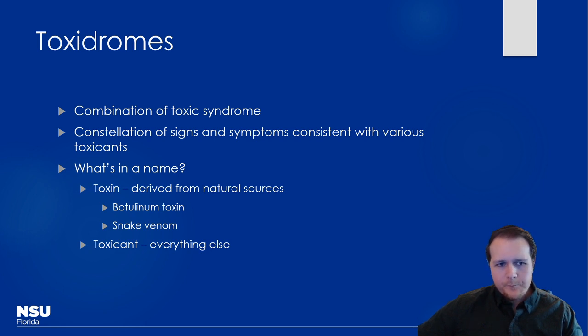So anyway, if you've ever heard the term toxin versus toxicant, that is one thing you'll probably hear me mix up all the time. A toxin is really anything that comes from a natural source, so things like botulinum toxin or snake venom are toxins. A toxicant is really anything else. So all pharmaceuticals and whatnot tend to be considered toxicants because they come from a non-natural source. Lead poisoning, for example, would be considered a toxicant, right?